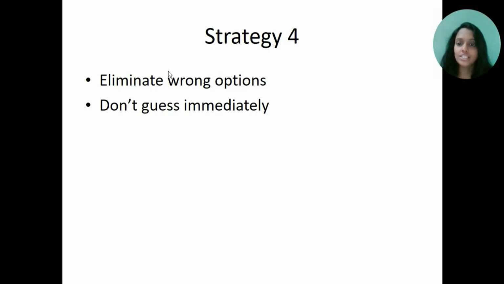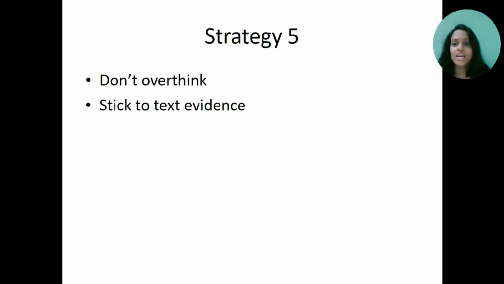And the fourth strategy is elimination is greater than selection. Yes, don't try to find the correct answer first. You have to eliminate the wrong ones because usually one option is clearly wrong, one option is partially correct, and one option is fully correct. So don't guess immediately. Okay? And the fifth strategy is don't overthink. Students lose marks because they think too much. If it is not clearly supported by the text, then it is wrong, right?